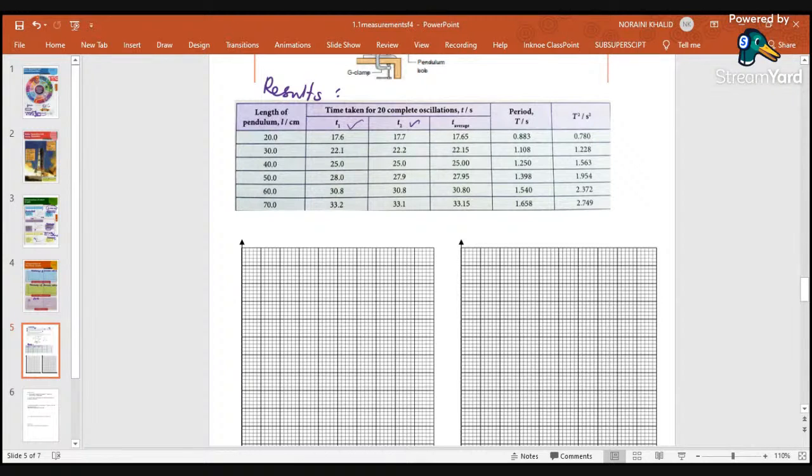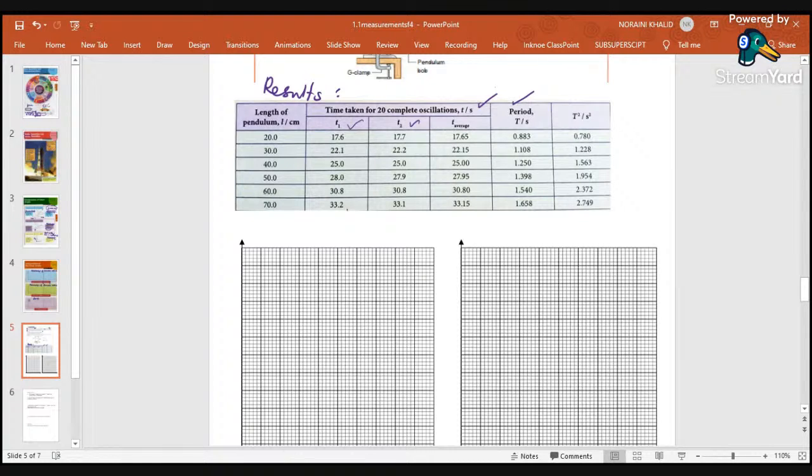Okay, so you can see from the table here, for example, when you carry out the experiment for this simple pendulum, make sure there is a label and unit. For each of the columns, there must be a label and unit. And then the time is recorded according to the accuracy of the instrument used.